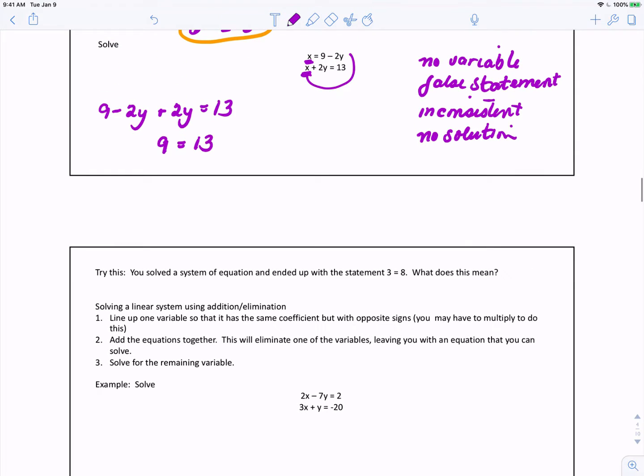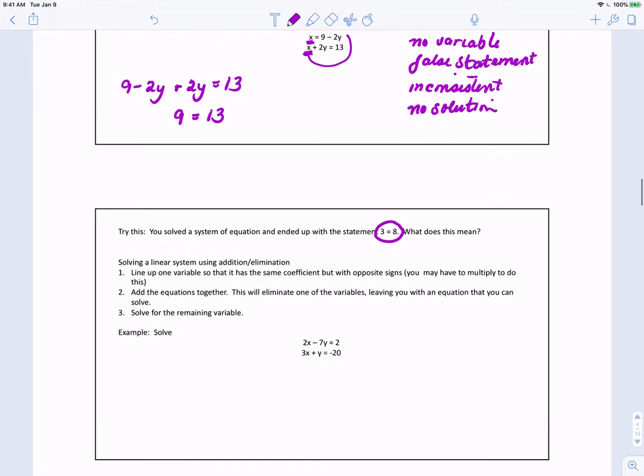So here's one for you to try. You solved a system of equations and ended up with this statement. What does that mean?